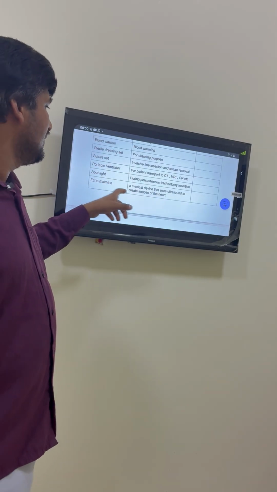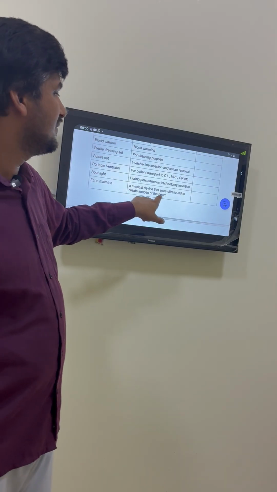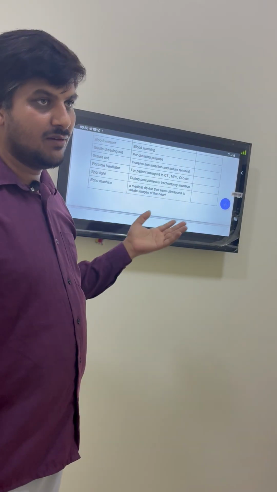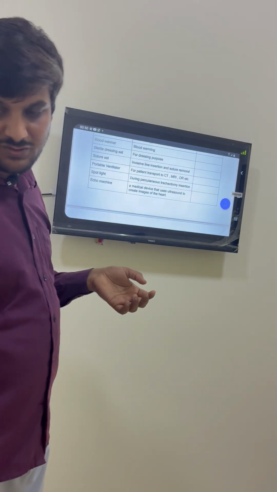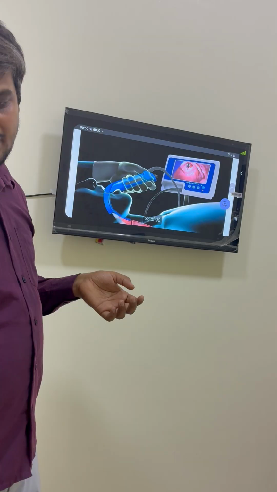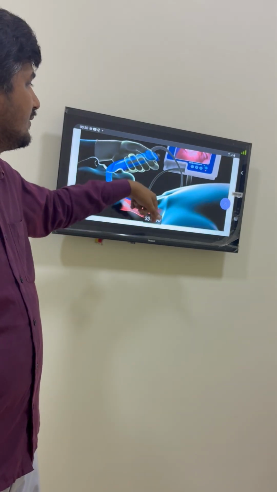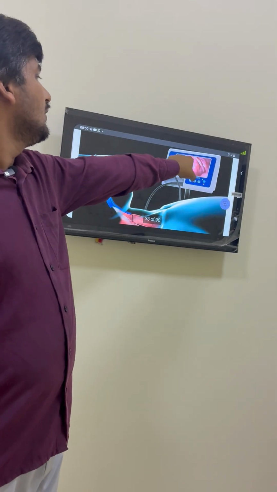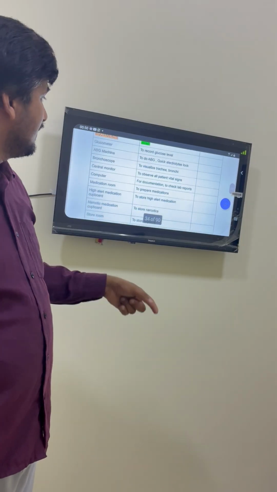Then echo machine, this is useful to create ultrasound images of the heart. If the patient has any cardiac arrest symptoms and all, the echo machine is useful. They can see the EF and all. This is the one. See here, this is the gyroscope. You can see here with advanced airway, we can see the patient. You can see the airway and all. You can see the epiglottis, everything here.